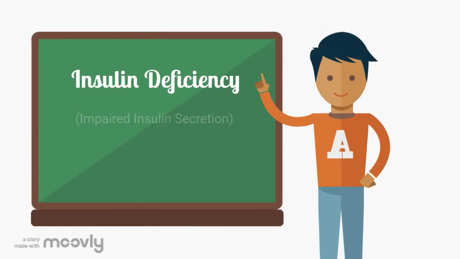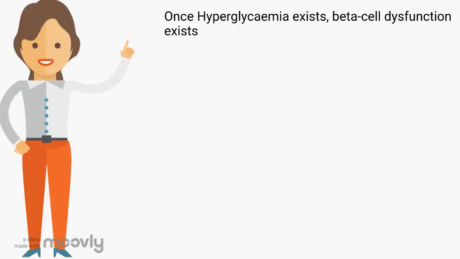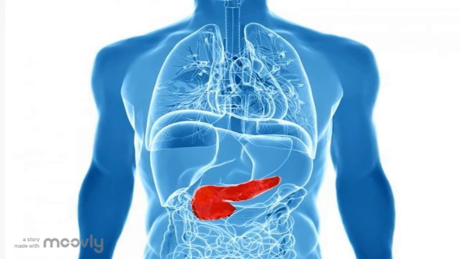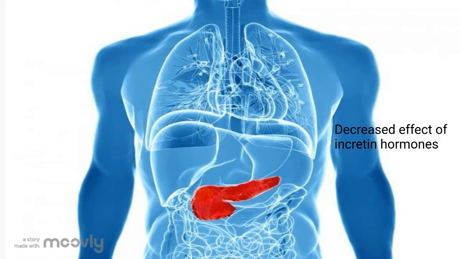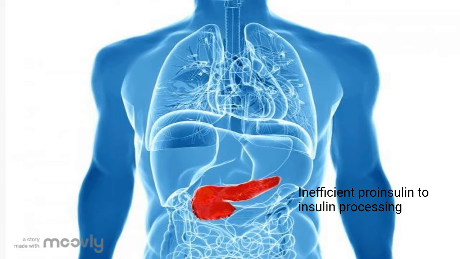The second characteristic of type 2 diabetes is impaired insulin secretion. Once hyperglycemia exists, beta cell dysfunction exists because the cells begin to be overworked. This has several effects, including a decrease in insulin secretion in its cephalic phase, decreased effective hormones responsible for decreasing blood glucose, as well as inefficient proinsulin to insulin processing.